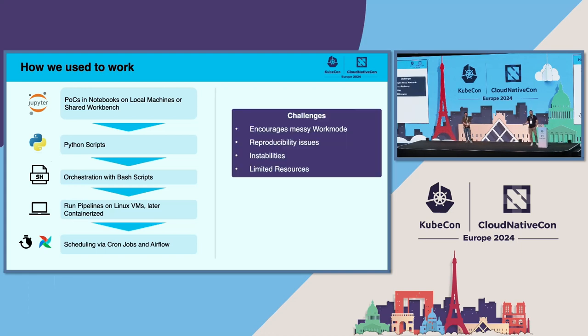So with this setup, we faced a lot of challenges, especially encouraging a pretty messy work mode from the beginning, right? So this whole idea of bringing notebooks into production is not something that you want to do, because notebooks were designed to be used for experimentation, for fast iteration, to try things out, to look at your data, etc. But you don't want to have them in production.